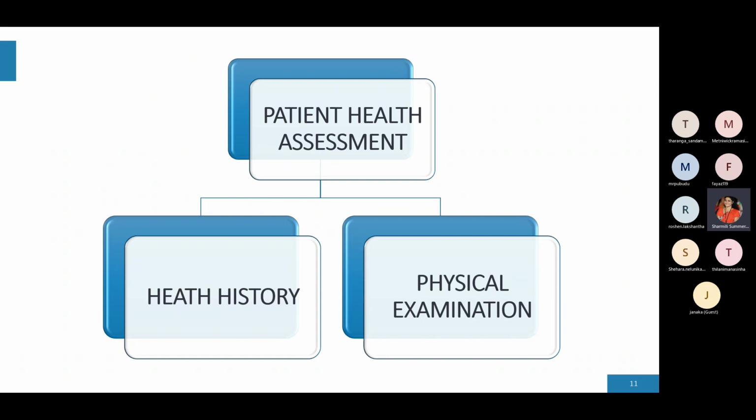So how can we do the health assessment of the patient? Normally in our setup, we have two parts. One is health history, the other is physical examination. Health history is a kind of patient verbalization, so it is subjective data. For simple remembrance: subjective data means patient verbalization, objective data means professional observation. History taking comes under the patient's verbalization, the subjective data. Physical examination is professional observation, the objective data. These two combined give a complete and accurate assessment.